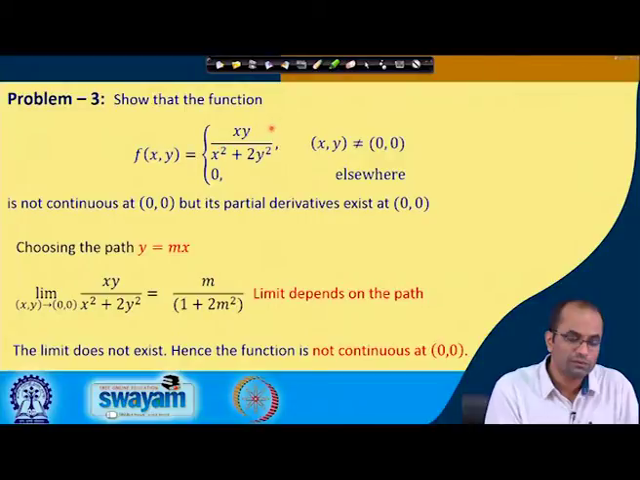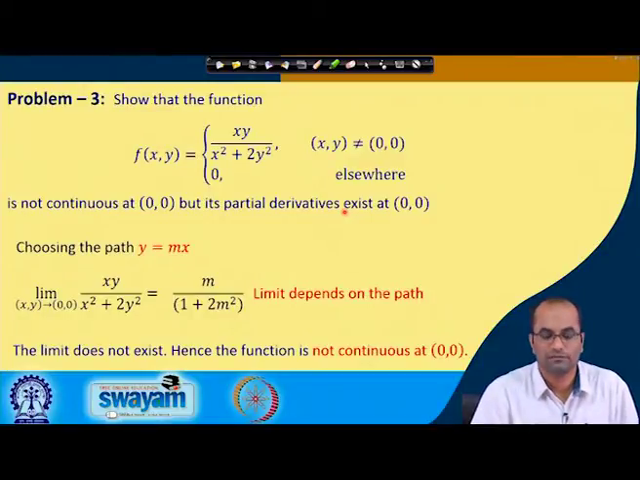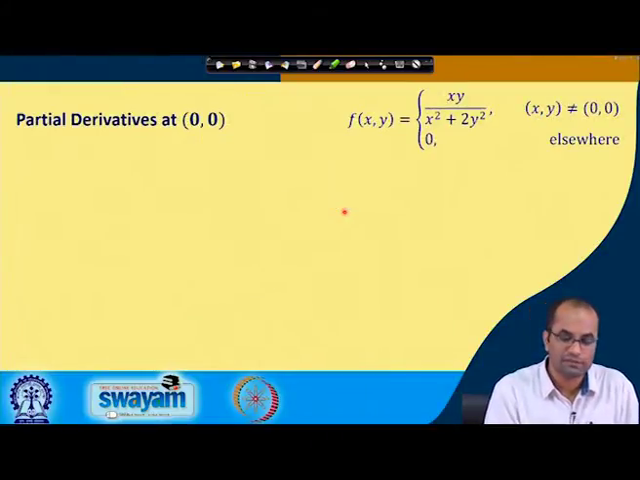Now, we will show that though the function is not continuous, we can compute the partial derivatives with respect to x and with respect to y.